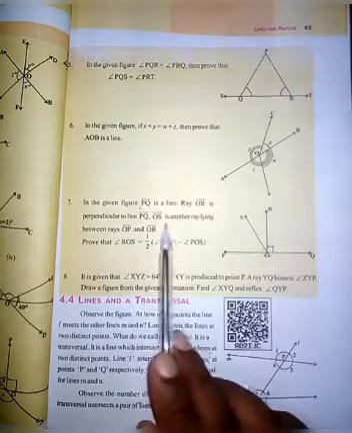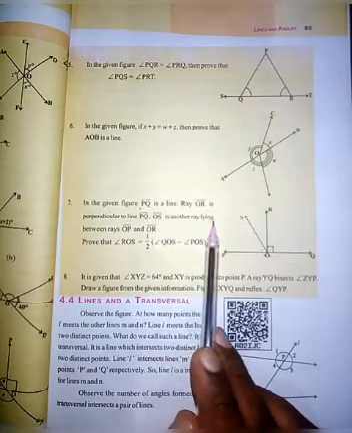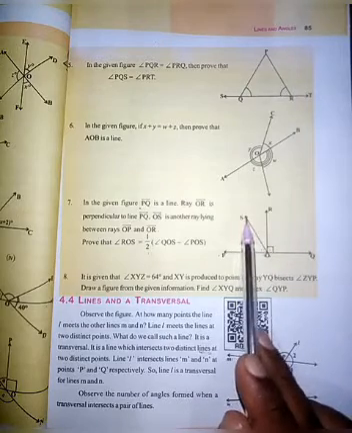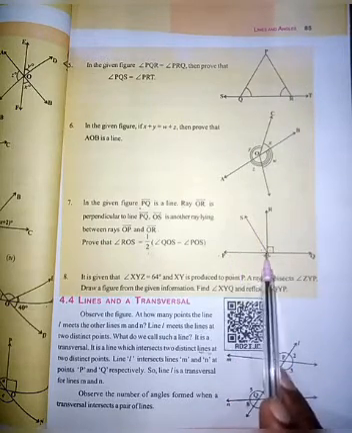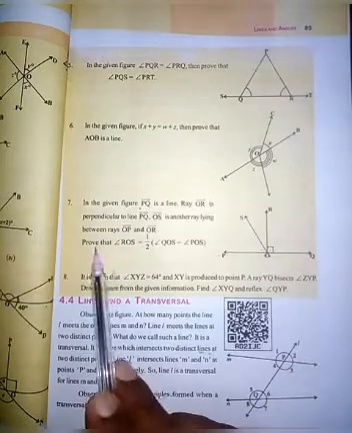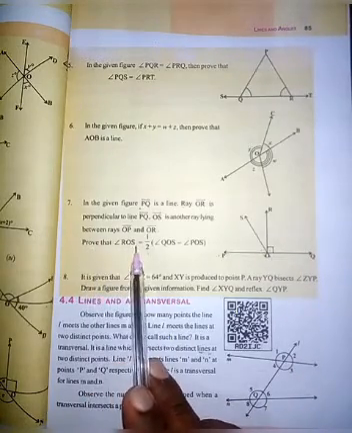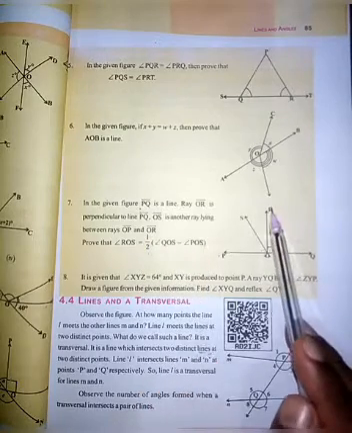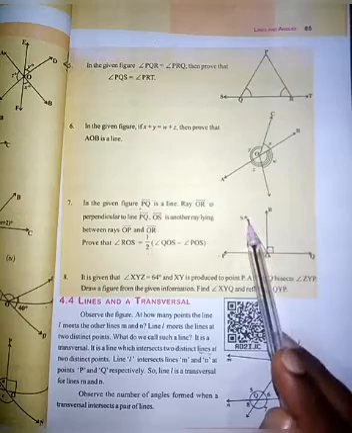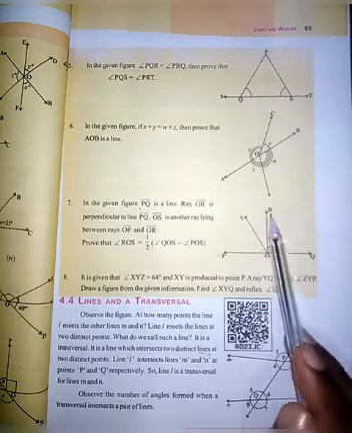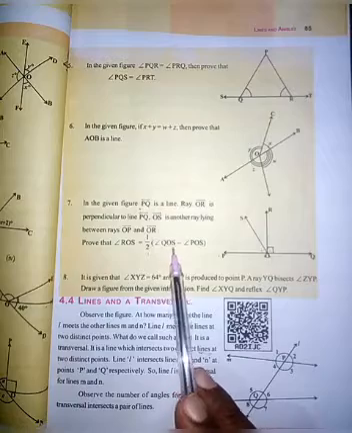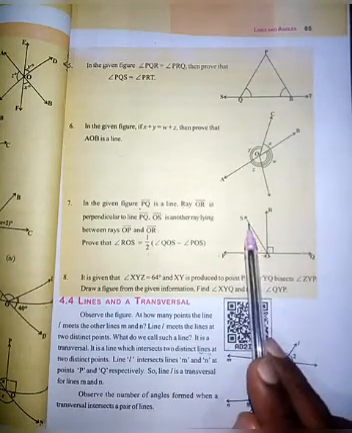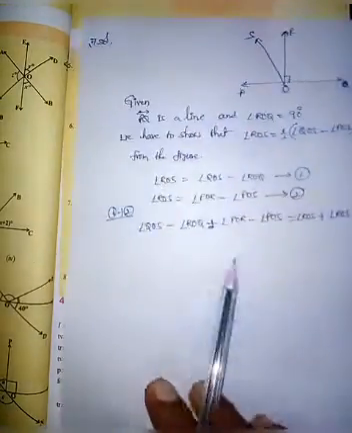Now coming to the remaining part, OS is another ray lying between rays OP and OQ, and here we have that ray OS. By using this data, we have to show that angle ROS equals 1/2 into angle QOS minus angle POS. That is, we have to show that angle ROS is equal to 1/2 into, QOS minus angle POS. Observe the solution here.